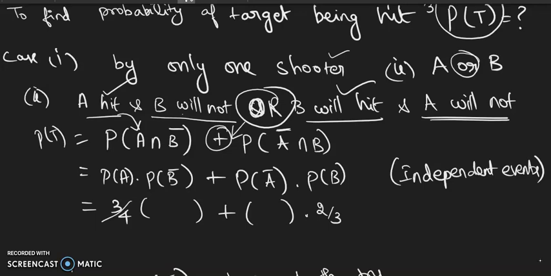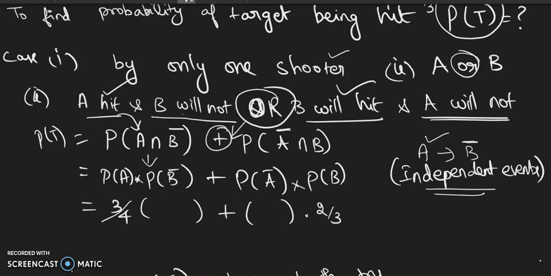Okay, so now these two events are independent. How will I say it is independent? Whether A hits the target or not, it is not going to affect B hitting the target. Same way, whether A hits the target or not, it is not going to affect B not hitting the target, right? So P of A into P of B bar. So I will write like this when the events are independent. Here A and B bar are independent events, so I can write the multiplication symbol.